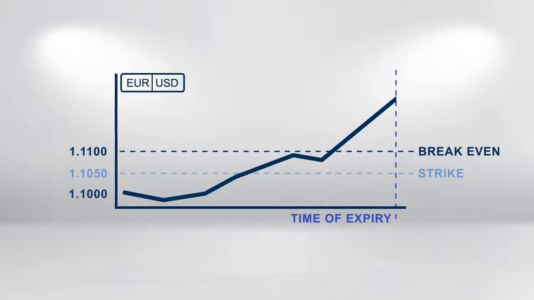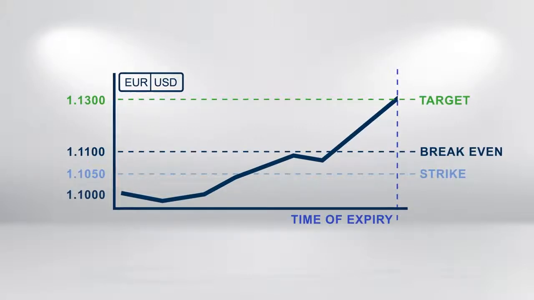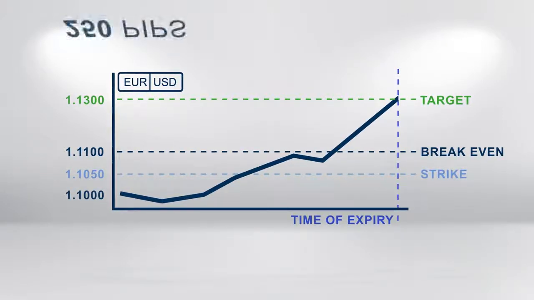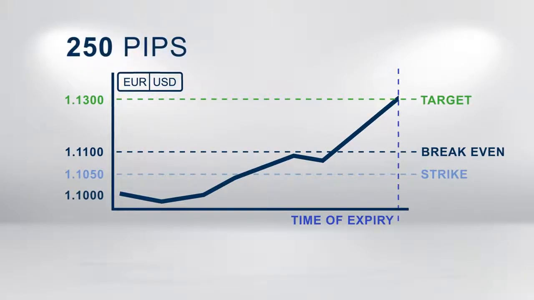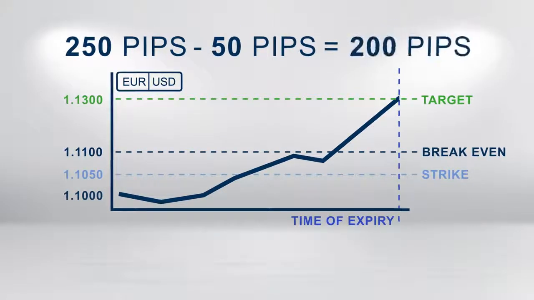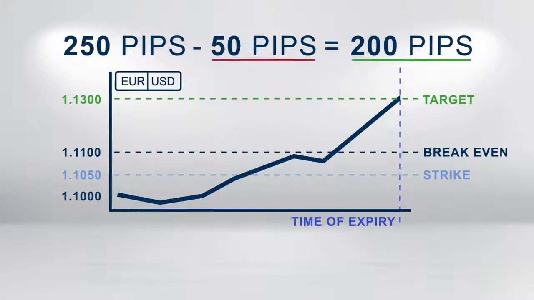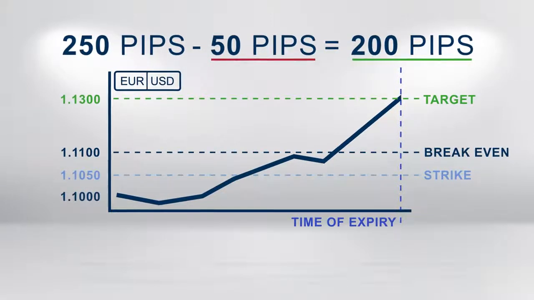With euro-dollar reaching our target at 1.1300 after 2 weeks, we can exercise the option and buy euro-dollar spot at 1.1050. This will give us a profit of 250 pips on the option, minus the 50 pips we paid in premium, so 200 pips. So investing in euro-dollar via FX options guaranteed a maximum loss of 50 pips, but had a potentially unlimited upside.